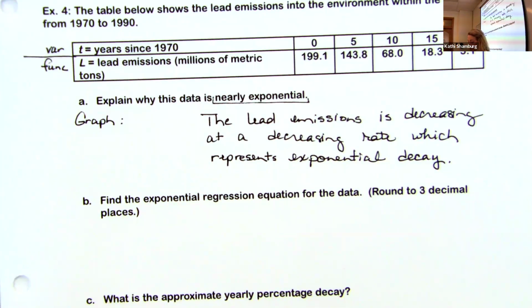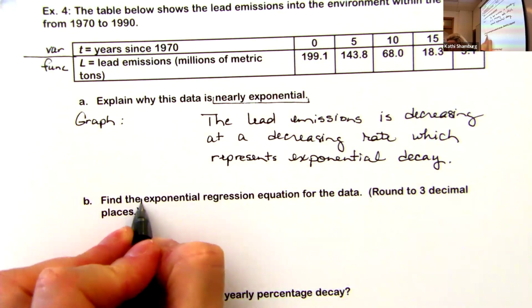Wait, so it is exponential? Anytime it curves. I was confused about the nearly part. Well, because it's not exact. So if we were to graph our equation, it won't fall on every ordered pair. That's what the word nearly means.